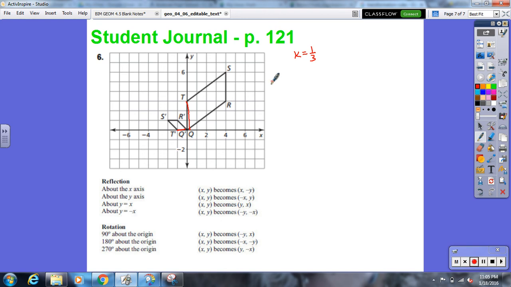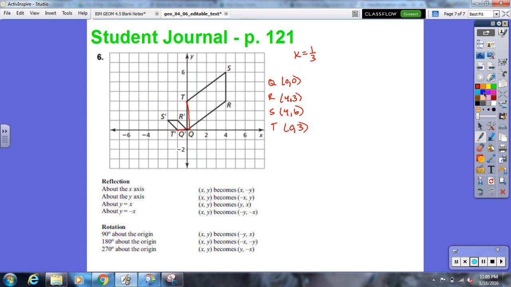So let's go ahead and try this out. So we have Q, R, S, and T. So Q is at 0, 0. R is at 4, 3. S is at 4, 6. And T is at 0, 3.